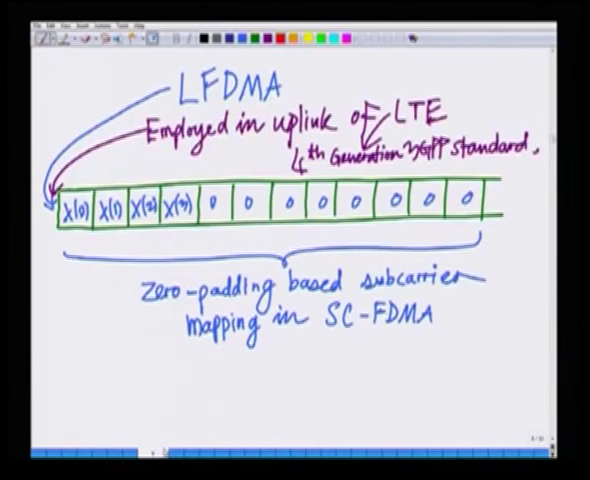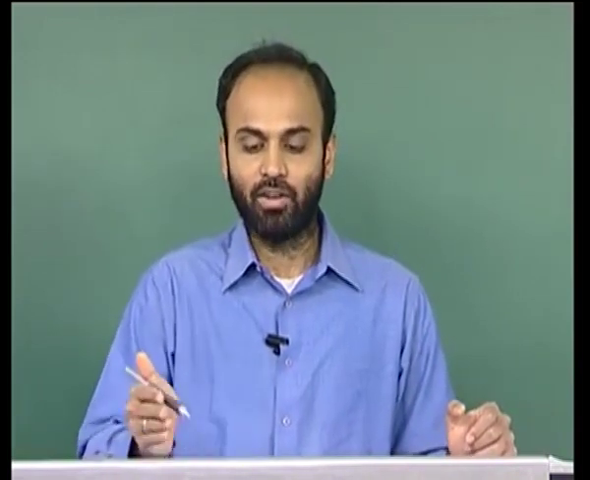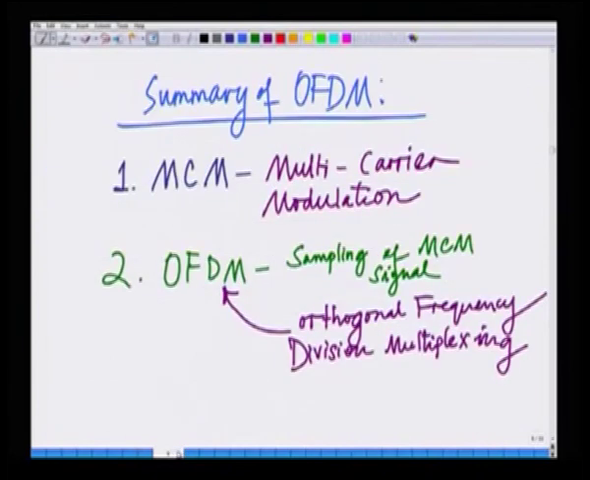And we said the other is to simply use zero padding, that is stack everything in the beginning and fill the rest of the elements with zeros. This is known as LFDMA, and this is employed in the uplink of LTE, which is of course the 4th generation wireless mobile standard. Alright, and with this we concluded our discussion on OFDM.